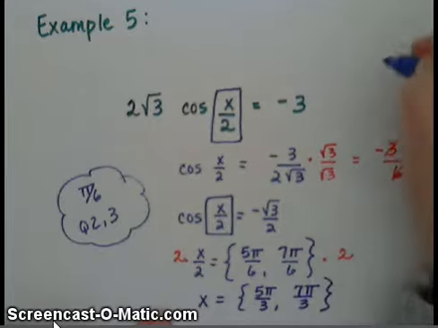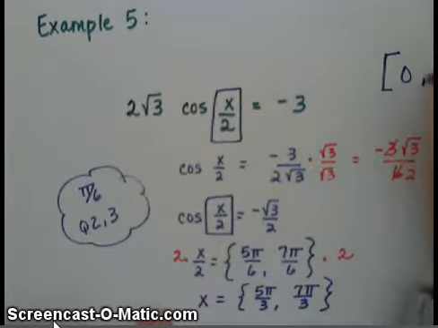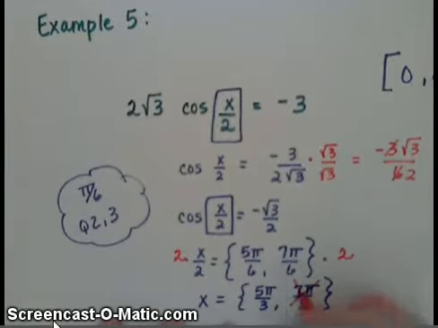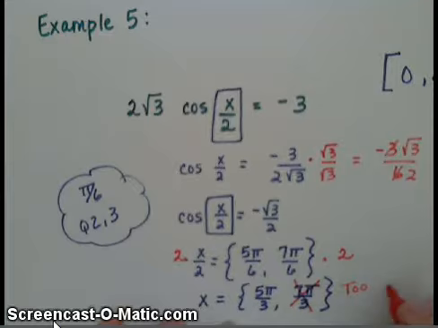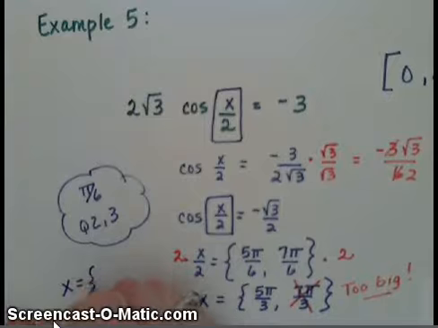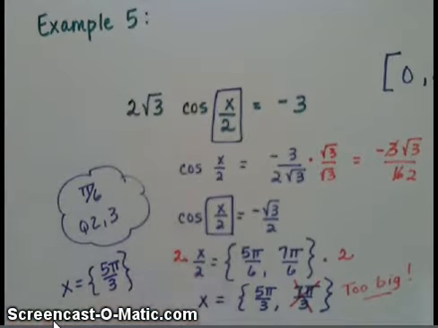Now remember, our answers need to be between 0 and 2 pi. So 6 pi over 3 is 2 pi. So see what's happened? This angle is too big. So we will throw it out. And you will only have one answer. X is equal to 5 pi over 3 for your solution.